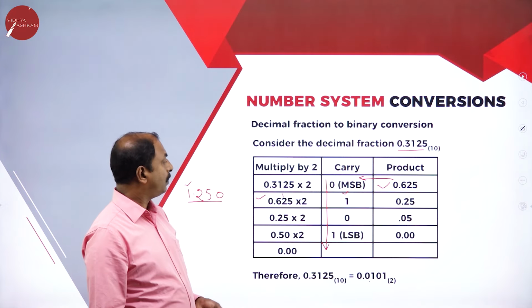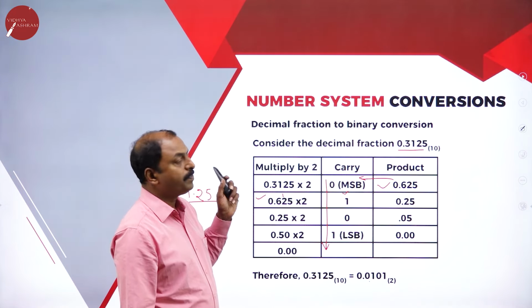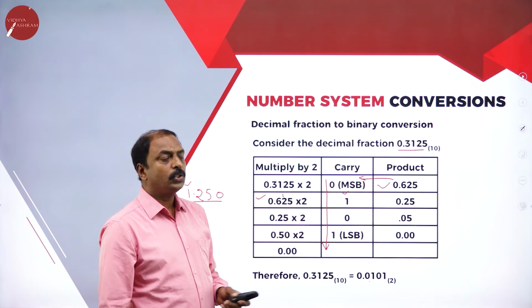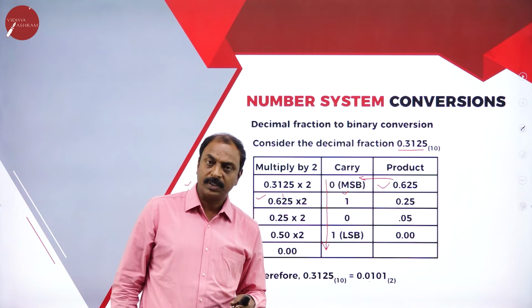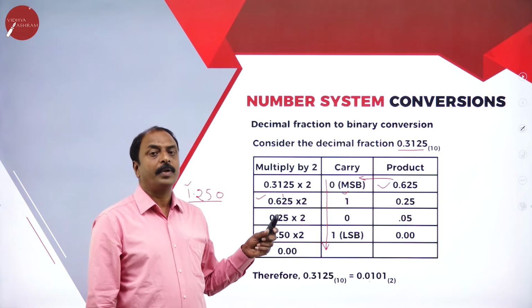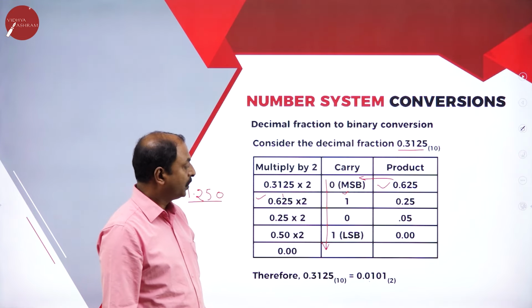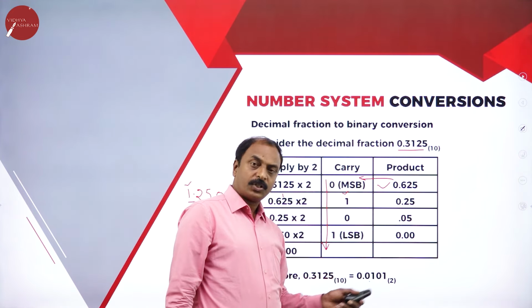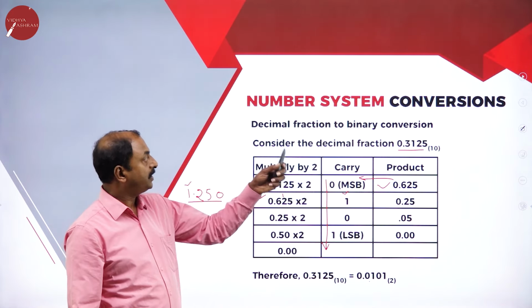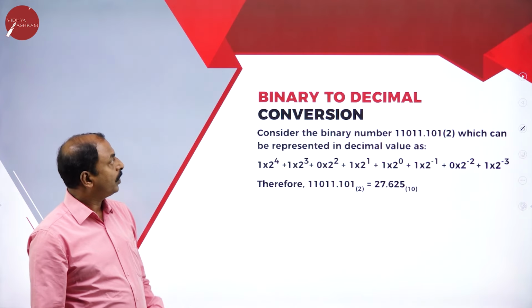Please note down, the procedure is we have to keep multiplying the fractional part by 2. In the process, it may go on for a long time or take many steps, but generally we stop at the 4th digit. It's sufficient for us to store 4 digits as the answer. So this is decimal fraction to binary conversion. Now let us move on to the next one.